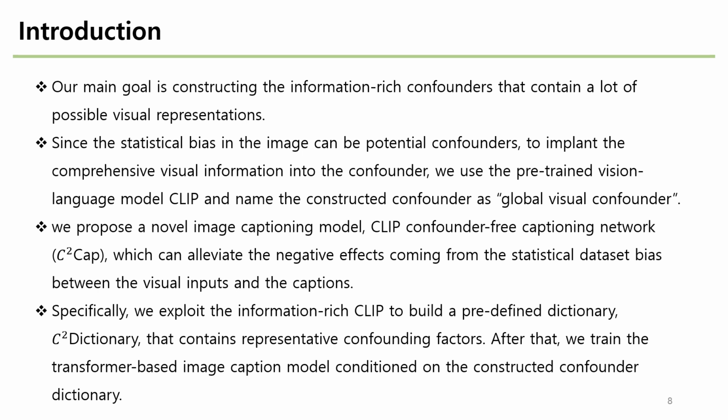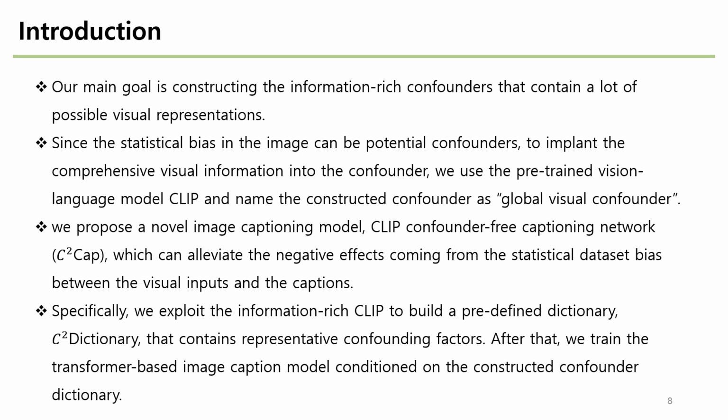Our main goal is constructing the information-rich confounders that contain a lot of possible visual representations. Since the statistical bias in the image can be potential confounders, to implant the comprehensive visual information into the confounder, we use the pre-trained vision language model clip and name the constructed confounder as Global Visual Confounder.